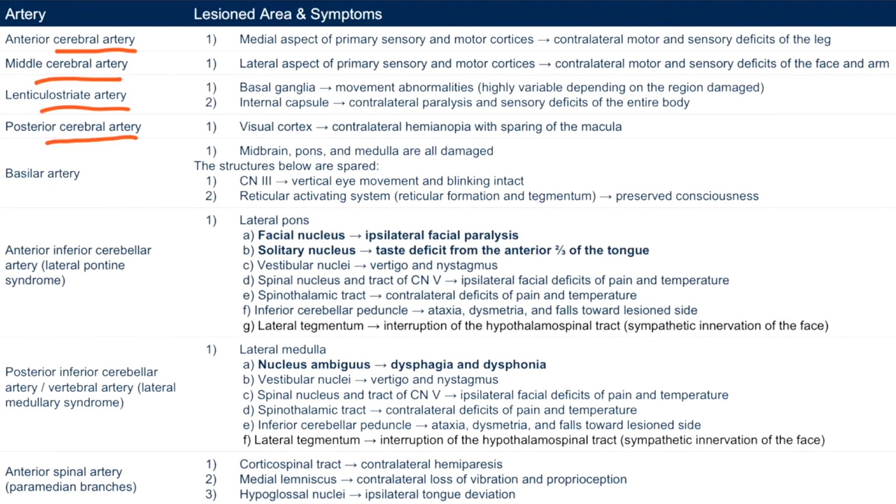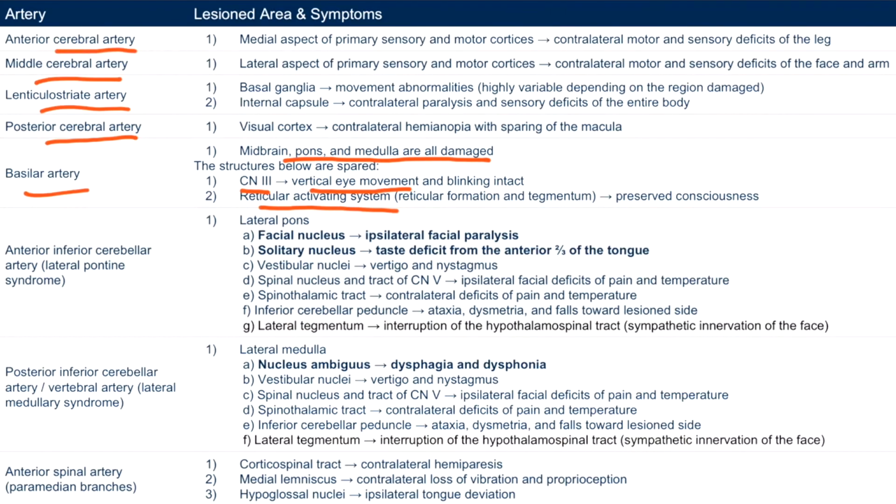The basilar artery is a major vessel that supplies blood to the midbrain, pons, and medulla. So all of these regions are damaged during an occlusion. Because there are so many areas of the brainstem that are damaged during a basilar artery occlusion, I find it most helpful to remember the structures that aren't damaged. These include the oculomotor nerve, so cranial nerve 3, and the reticular activating system. Recall that cranial nerve 3 allows the eyes to move vertically, so vertical eye movement is intact.